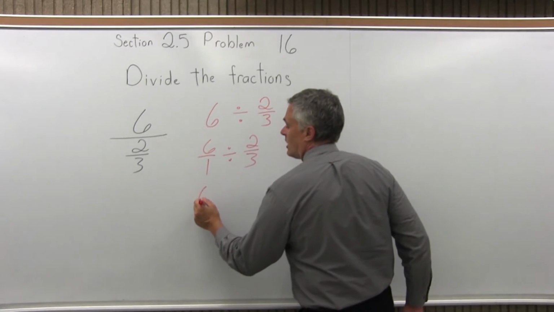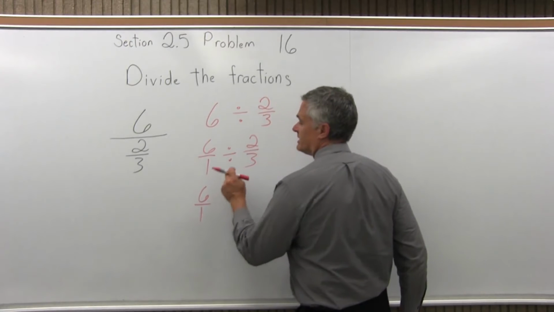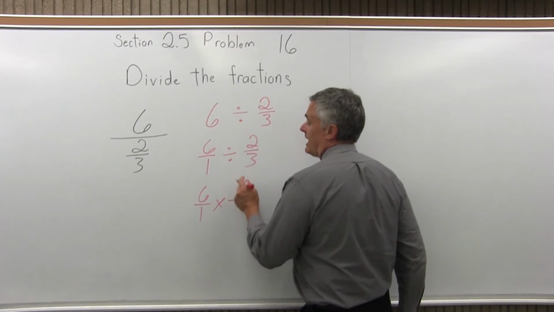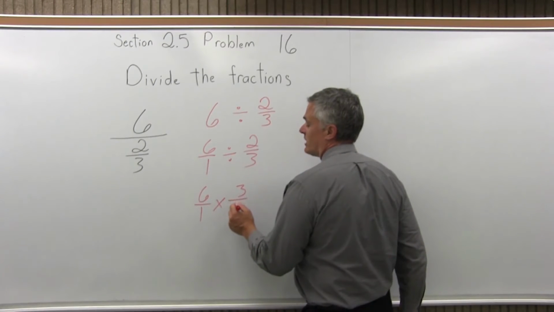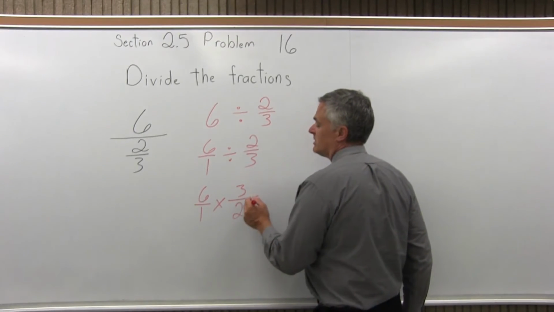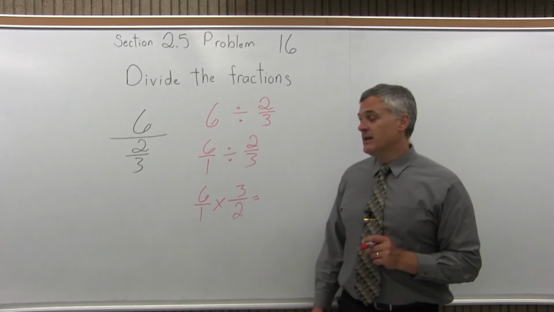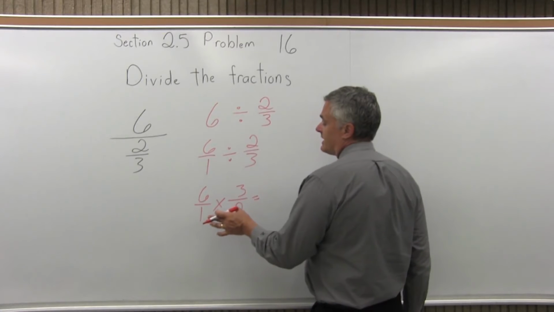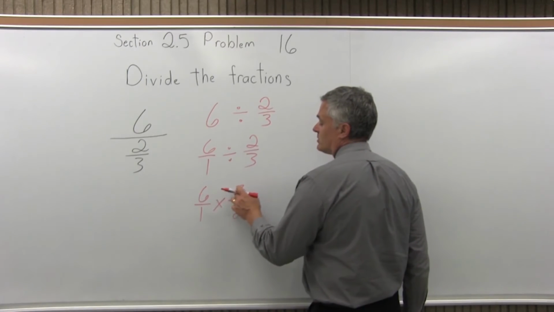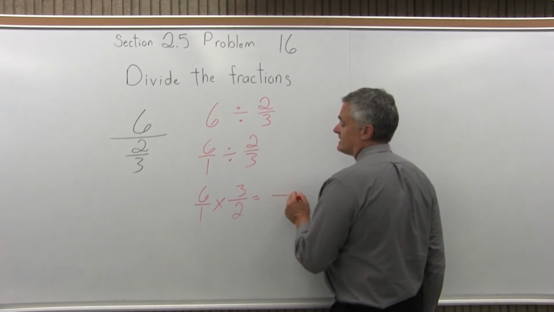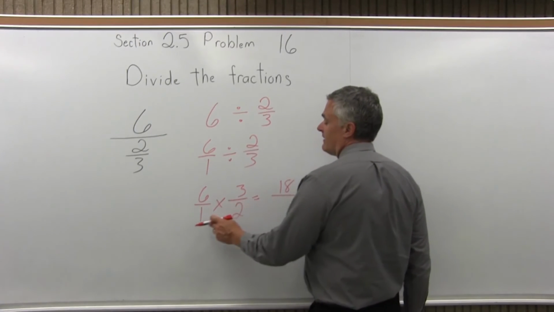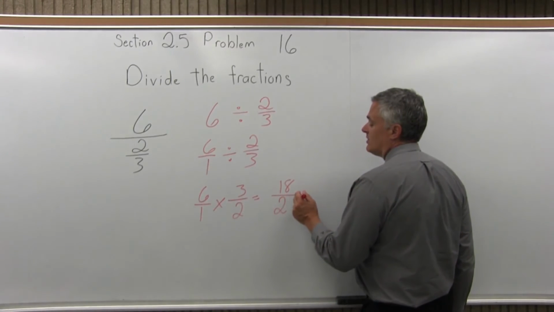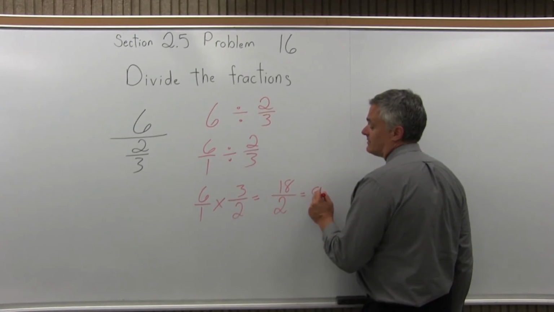So the 6 over 1, the first fraction, will stay just the way it is. The divide is changed to a multiply, and now the 2/3 will be inverted, or just simply flipped, to 3 over 2. Now, if I multiply, I can pre-reduce here, and I'll just show you that I'll get the same result. If I multiply across the top, numerator times numerator, 6 times 3, I have 18, and then denominator times denominator, 1 times 2 is 2. 18 over 2 I can reduce to 9.